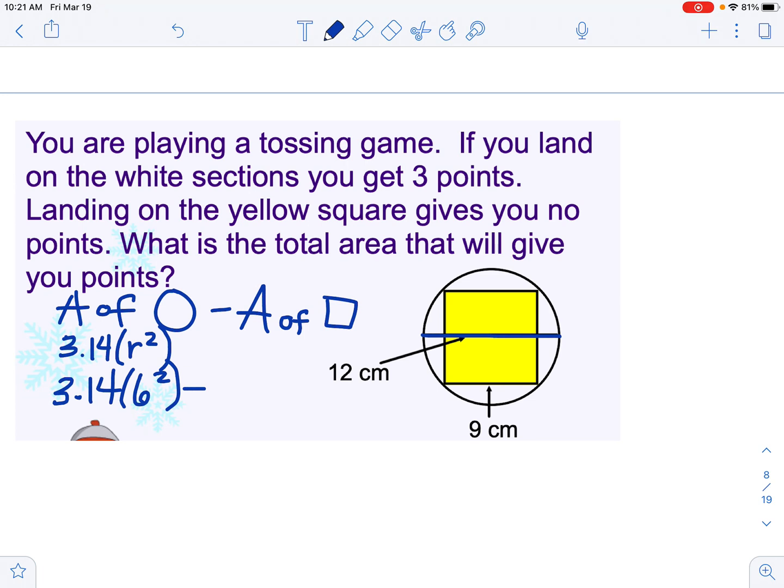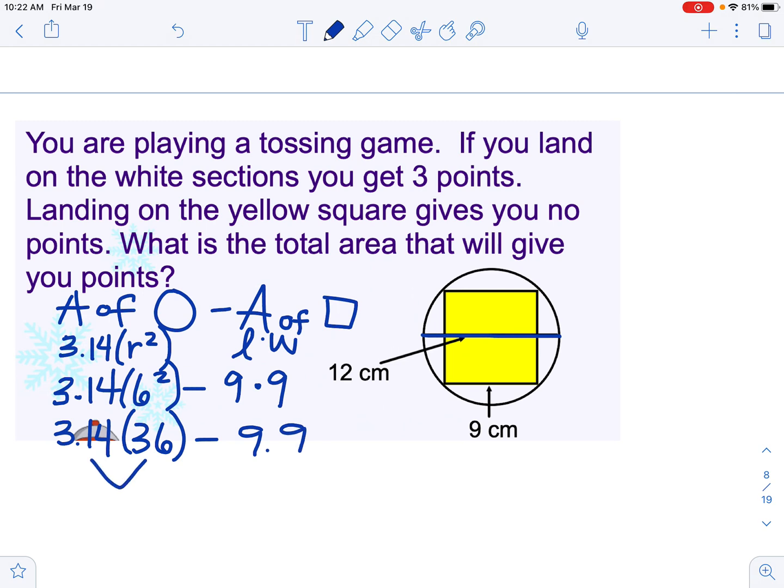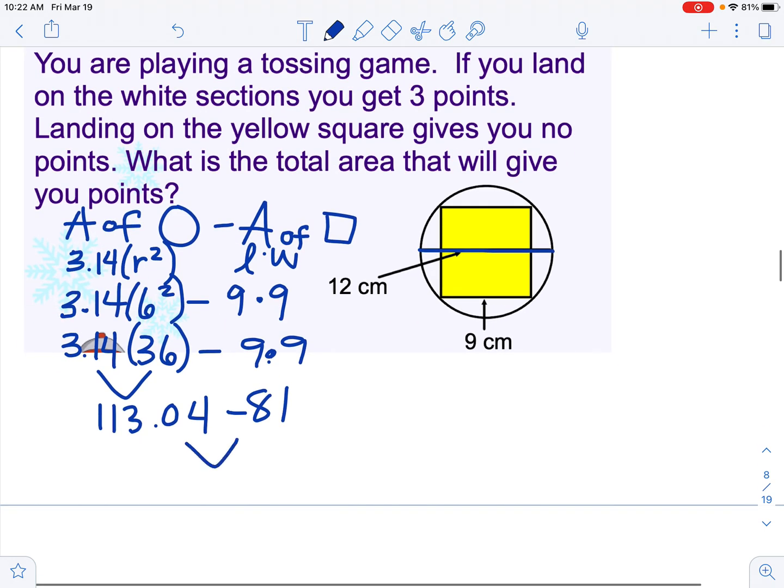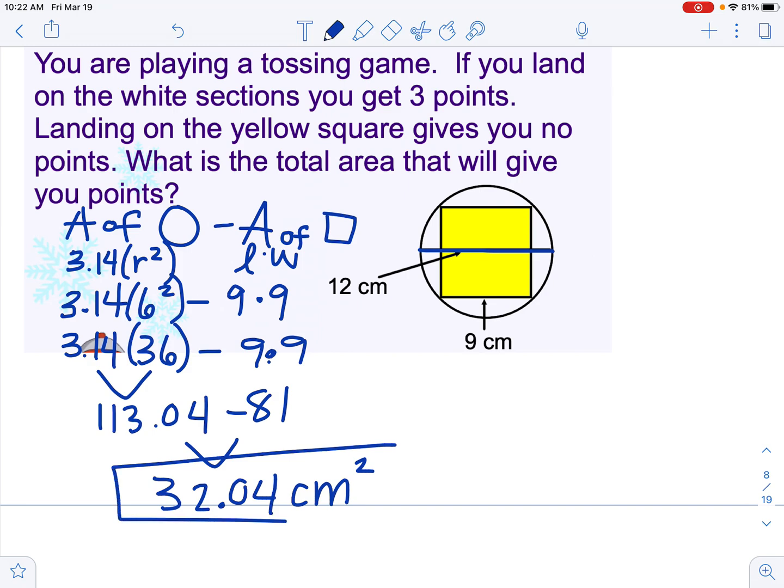And then minus the area of a square, which is just length times width. And our length times width would be, let's see here, 9 times 9. And then 3.14 times 6 squared is 6 times 6, so 36. Got to do the multiplication first. 3.14 times 36, 113.04. Minus 9 times 9 is 81. So subtract those, and I'm left with 32.04 centimeters squared, since we're working with area.